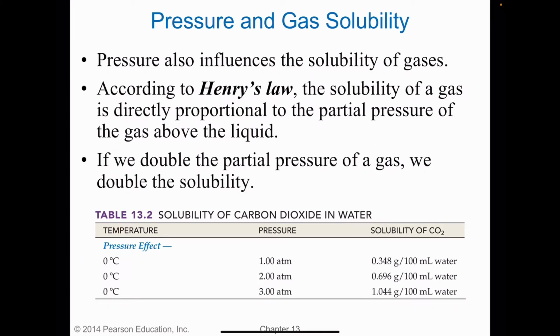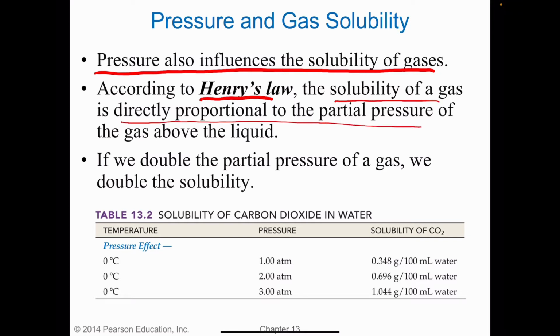The other thing that can affect gas solubility, how much gas can dissolve in a solution, is pressure. Pressure also influences the solubility of gases, and this is called Henry's law. It says that the solubility of a gas is directly proportional to the pressure, specifically the partial pressure of that same gas above the liquid. What we mean by that: here's our little soda can, and we pop the top. Inside the soda can, mine's not really full all the way, you have your liquid, your soda, and then you also have what we call headspace. There's a little bit of air above the soda that's actually in the can.